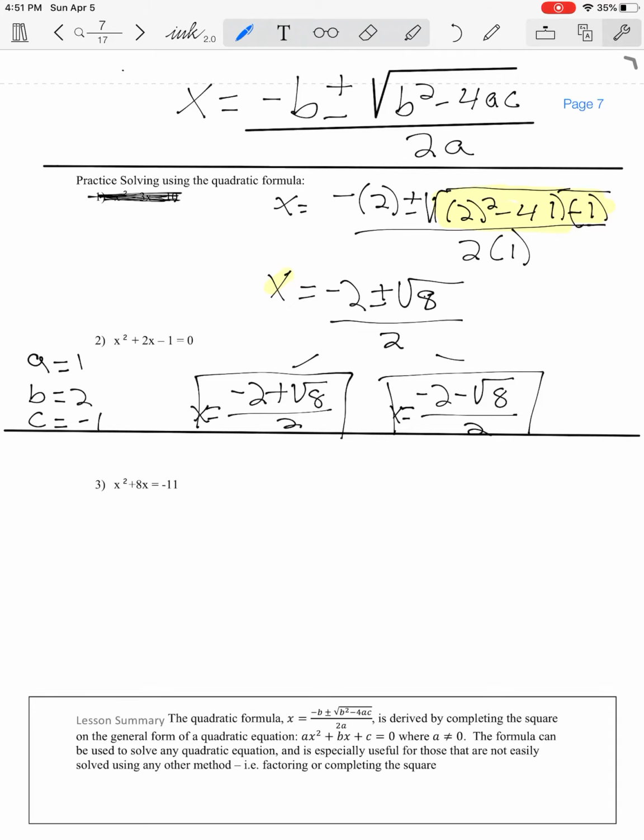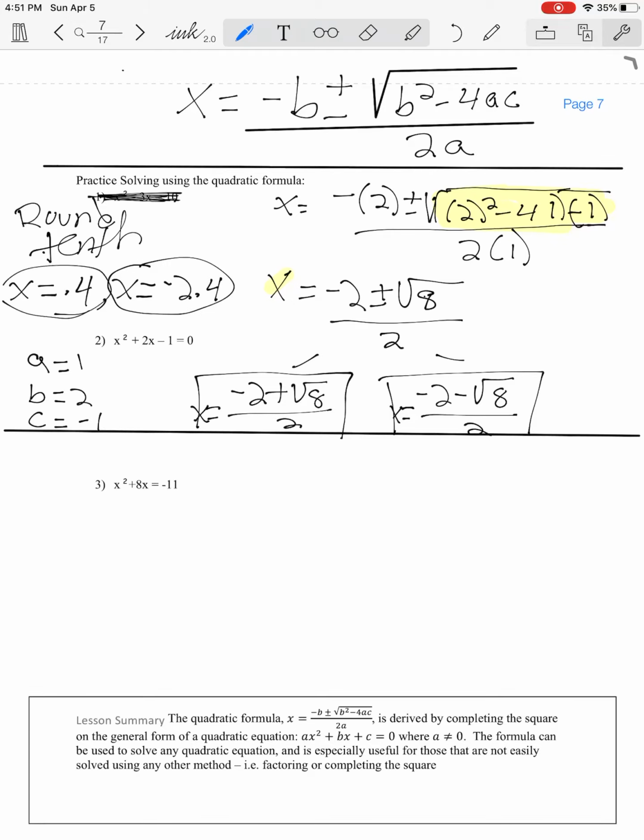If I plug them into the calculator, in this instance, I'll round them. Why don't we round to the tenth? So when I put the first one in the calculator and round to the nearest tenth, I get 0.4. When I put the next one in the calculator and round to the nearest tenth, I get negative 2.4. So my circles are rounded to the nearest tenth, and my boxes are in simplest radical form. It depends on how they ask you to find the answer. Decimals, fractions are all fine.